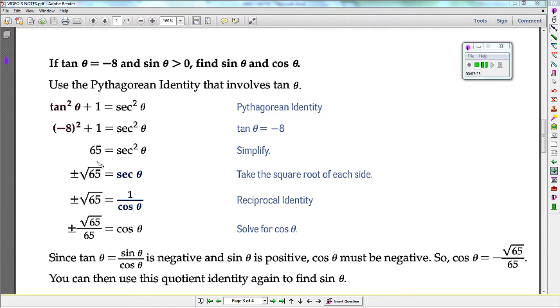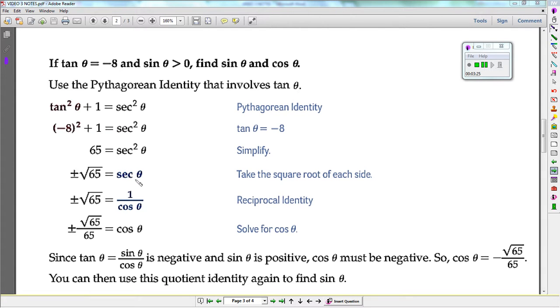Simplifying the left hand side gives us 65. And then we take the square root of both sides, so now we have two answers, plus or minus square root of 65, but then at the end we only pick one, since we were told that your angle theta will be in quadrant number 2.